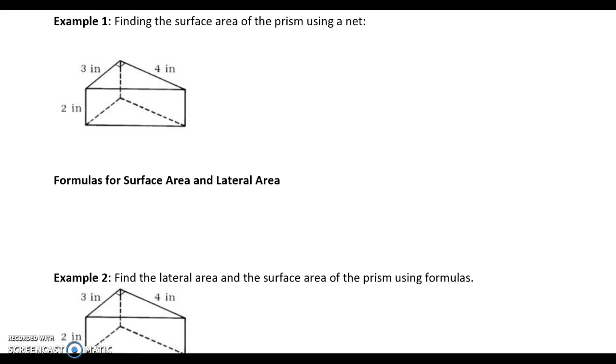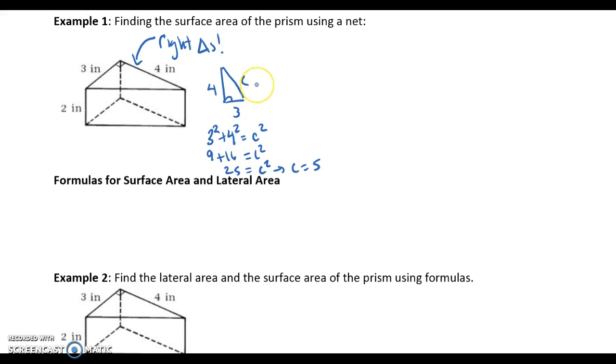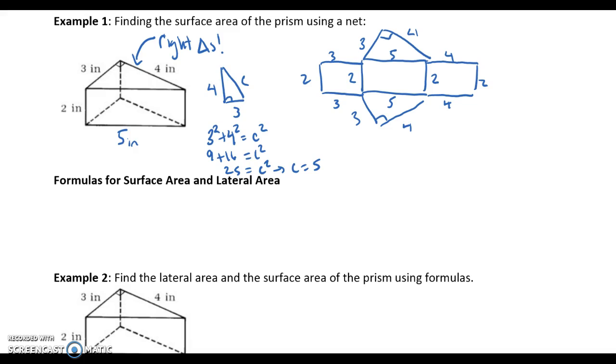Notice how the bases are right triangles. We spent a lot of time working with these, so remember what we can do is use your Pythagorean theorem, right? And find that missing side. So we're looking for that hypotenuse C, and C is equal 5. Remember, we don't care about the negative 5 here because it's not an acceptable measurement, so we're going to just keep that positive. So we know this is 5 inches, and let's draw our net now. Remember, more than one way to draw a net.